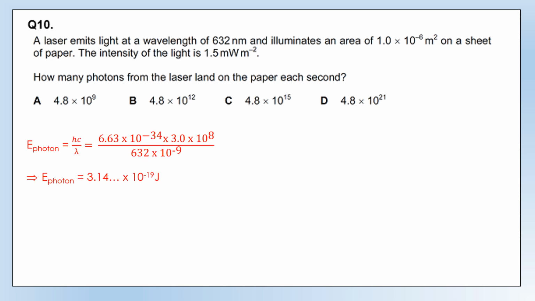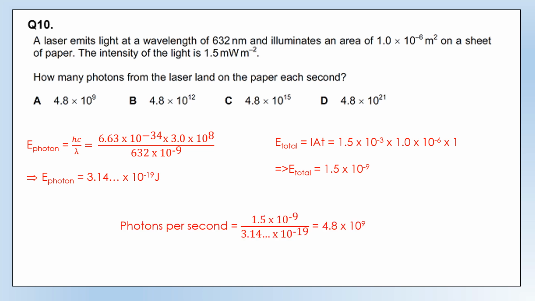So first, let's calculate the energy of one photon using our equation. Then I'm going to calculate the total energy that arrives every second. So intensity times area gives us power. Power times time gives us energy. So this is the amount of energy that arrives in 1 second. And then using those two, we can work out how many photons arrive per second, which is clearly option A.